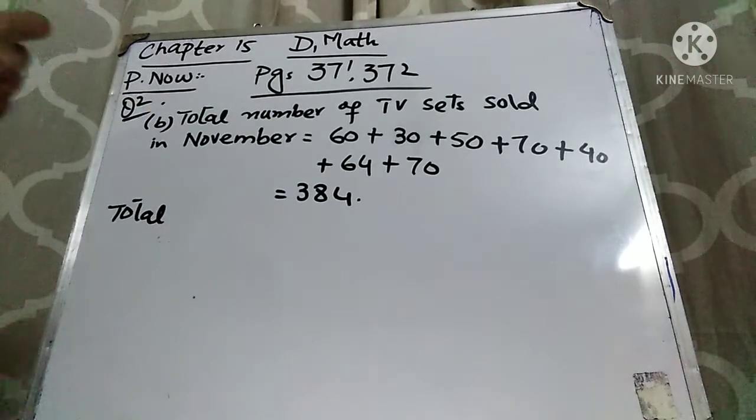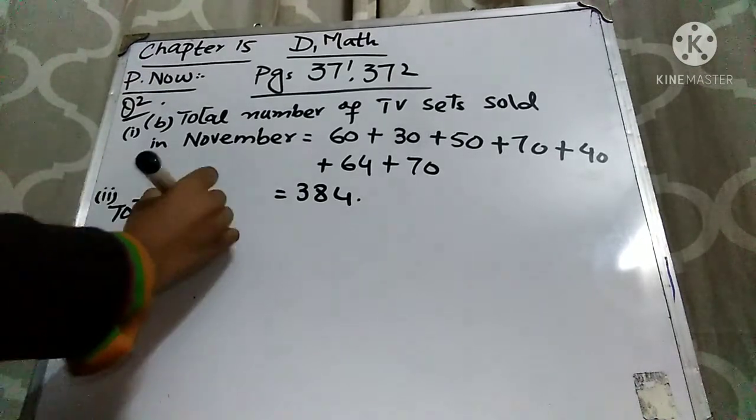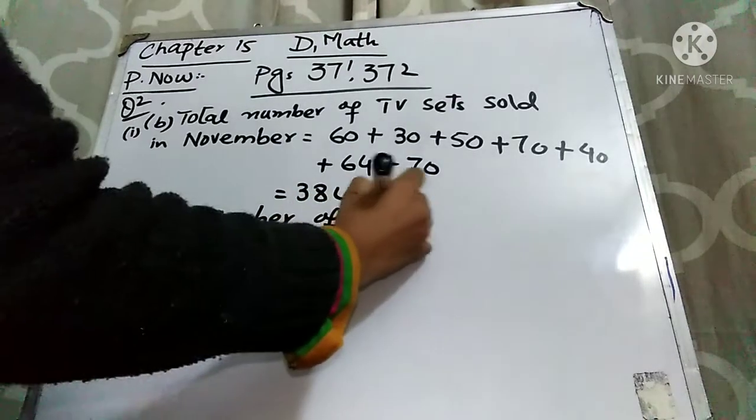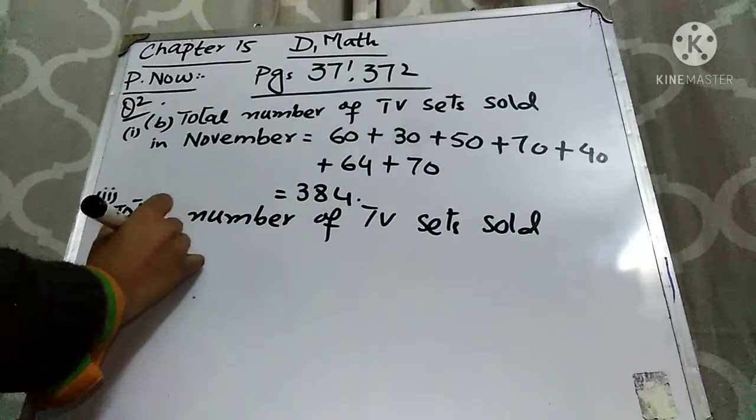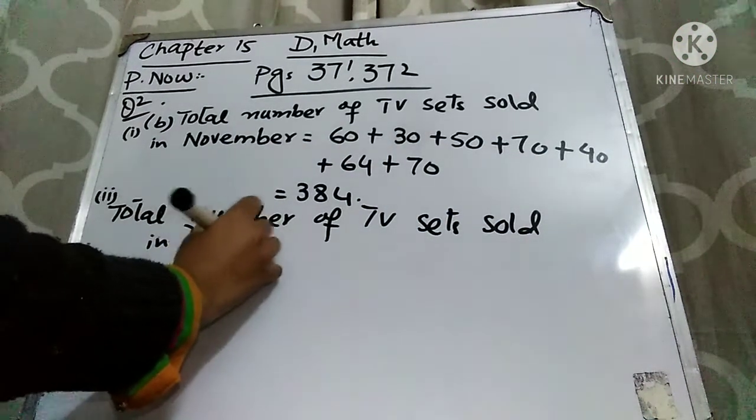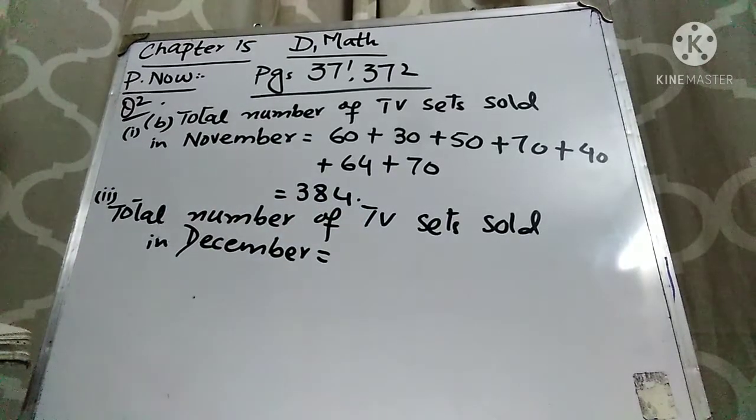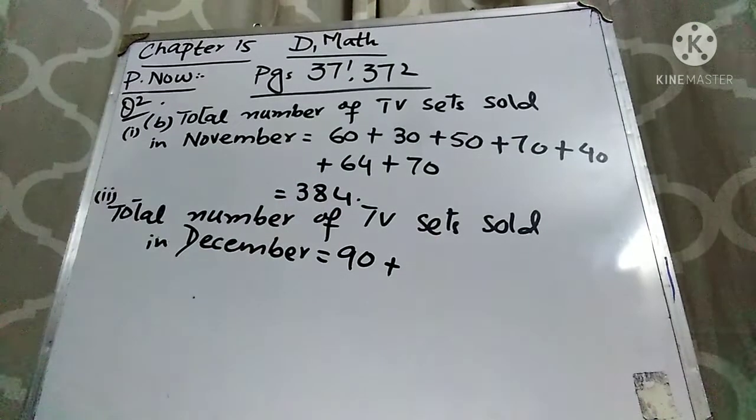Okay, this was the first part of part B, this is the second part of part B. Total number of TV sets sold in December. Now you have to add up all the values. The first purple bar goes till 80, then 84, 88, and then 88 plus 90. It's half now, so it's 90. After 88 it's half, so it will become 90.